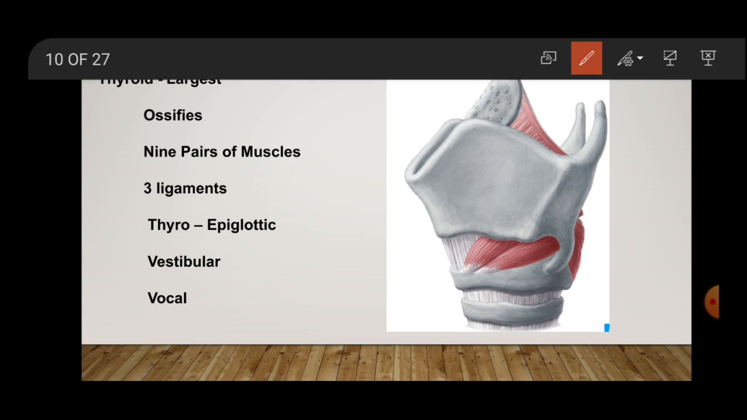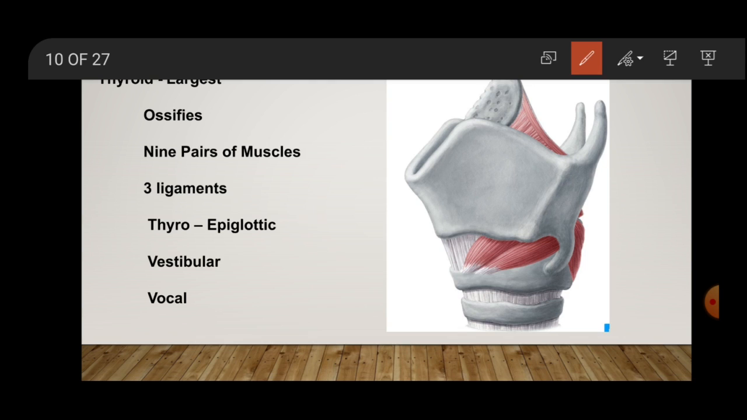It's made up of hyaline cartilage. Yes, this too is made up of hyaline cartilage. Hence, it tends to calcify and ossify as age advances. So, out of the three unpaired cartilages, the epiglottis is elastic, while the thyroid and cricoid are hyaline cartilages. Nine pairs of muscles are attached to this thyroid cartilage.